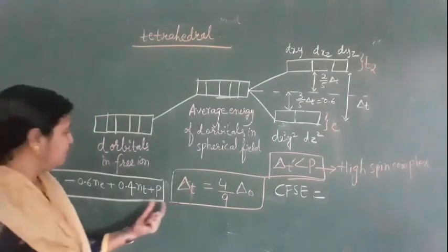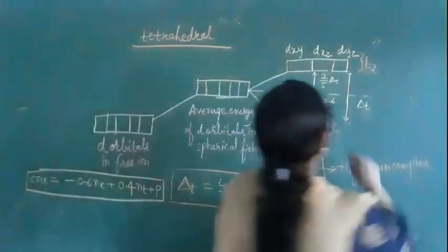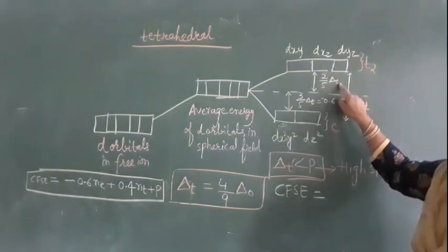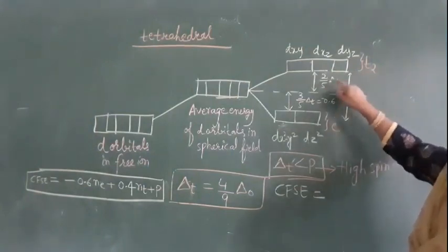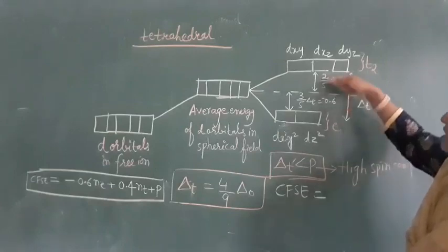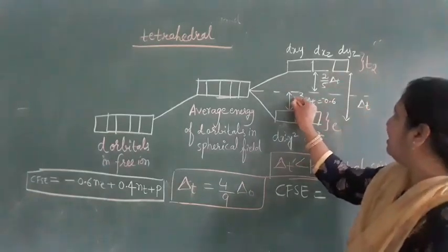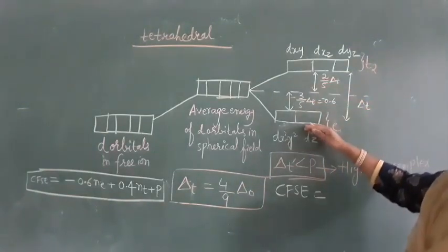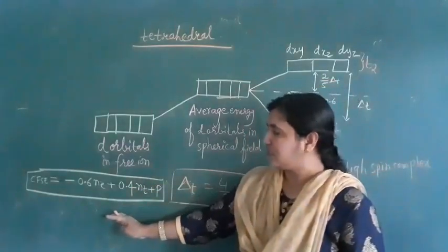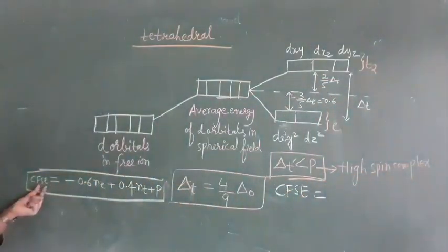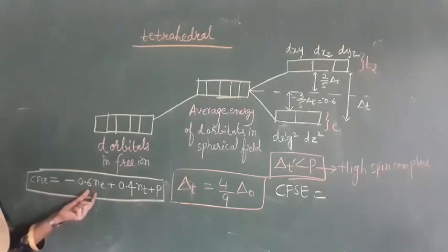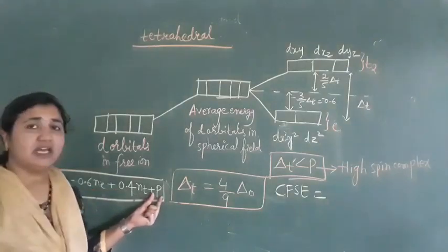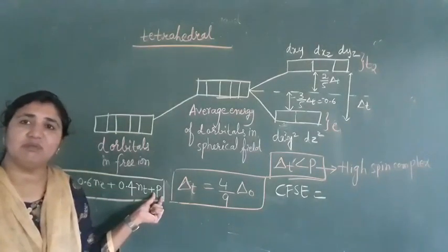So here we can use this formula for crystal field splitting energy. For the T2 set it is 2/5 delta T, it increases, and for the E set it is minus 3/5 delta T, that is minus 0.6, it decreases. For finding the crystal field stabilization energy, the formula will be minus 0.6 Ne plus 0.4 Nt plus P. Plus P means, as for octahedral also, plus P will come. Plus P means pairing energy.